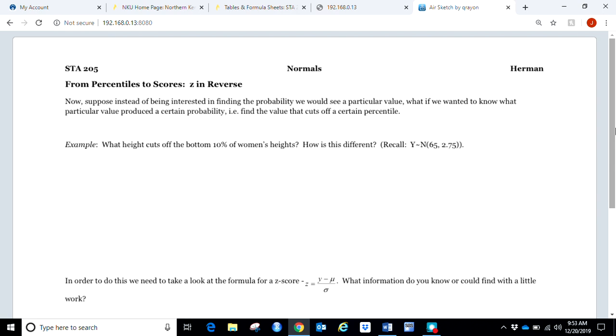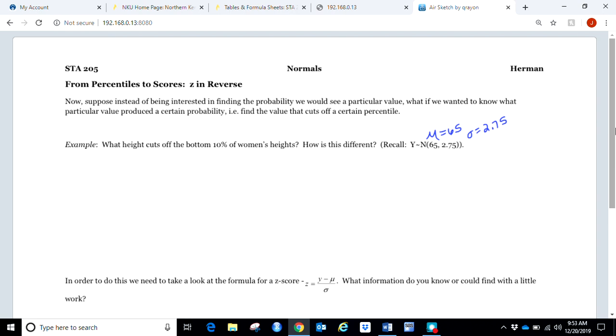To understand that a little bit better, let's look at an example going back to looking at women's heights. Recall when we worked with women's heights, we had a mean of 65 inches and this standard deviation of 2.75 inches. So I'm still going to be working with those values. But for this example, it says we want to find, well, what height cuts off the bottom 10% of women's heights? How is this different?